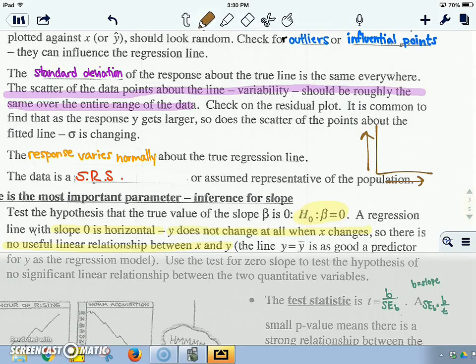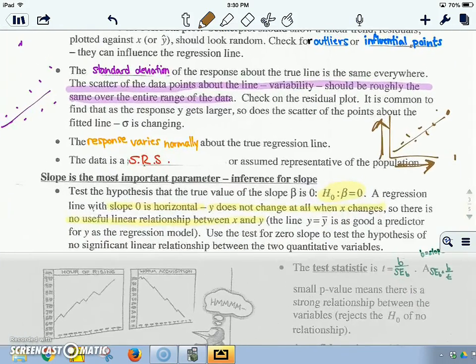Versus if there is some type of slope, then we can see that as x goes up, y goes up. There's a useful linear relationship, and we can use that to predict maybe a point over here.